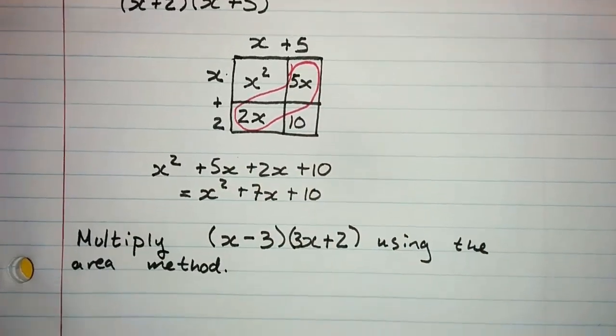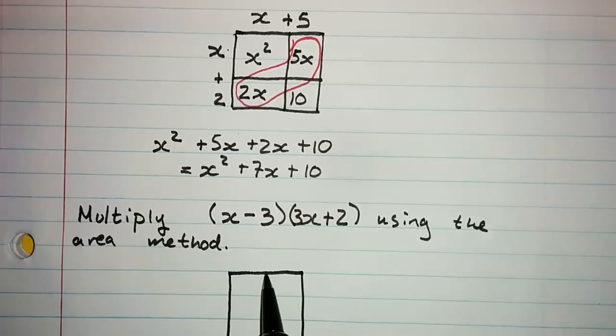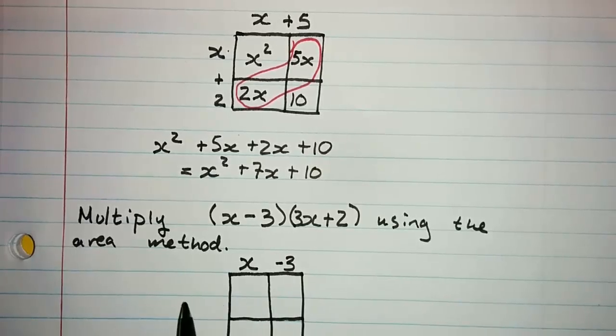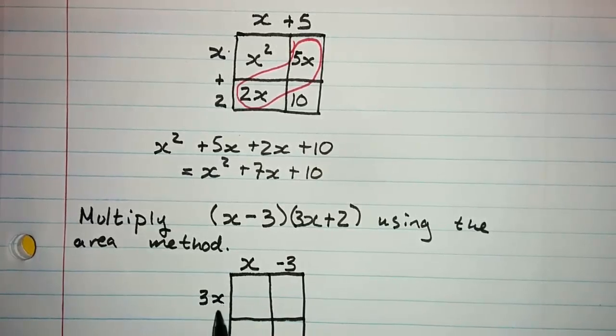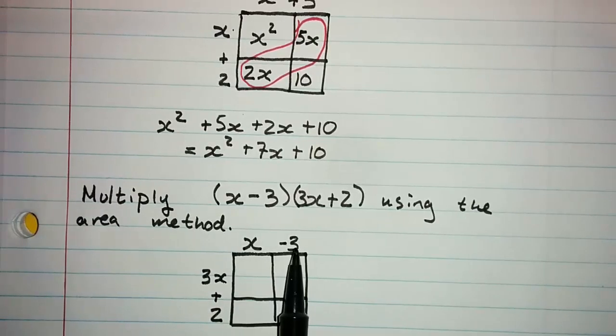Alright, so how would we set up the box for this? So our factors are x minus 3, 3x plus 2. Notice the negative 3 is going to be part of this coefficient. If you are stuck on setting up the box, pause the video and try finishing this problem.